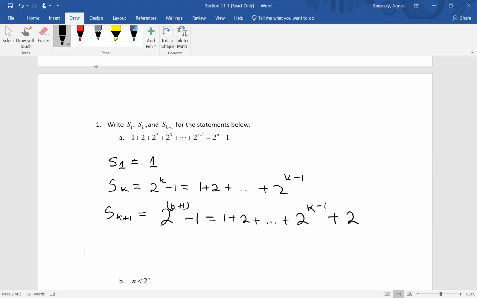Remember, we're replacing k with k plus 1, but we have a 1. So overall, it will be 1 plus 2 ... 2 to the k minus 1 plus 2 to the k. So this is how we would list S1, Sk, and Sk plus 1.